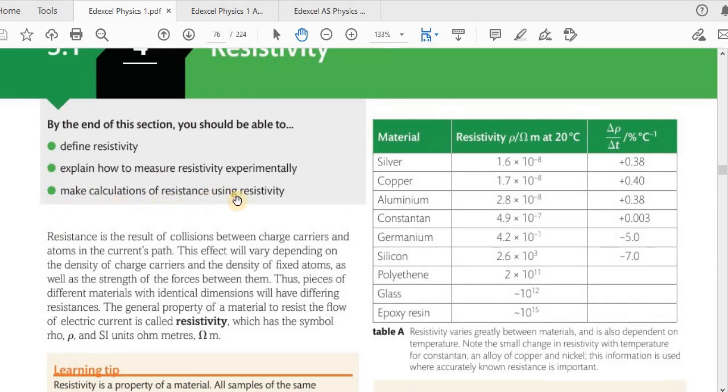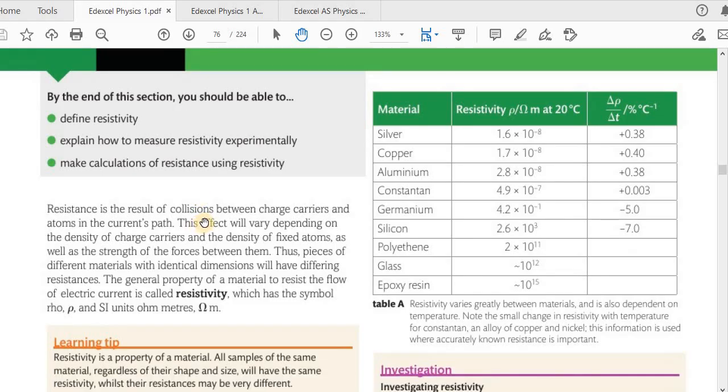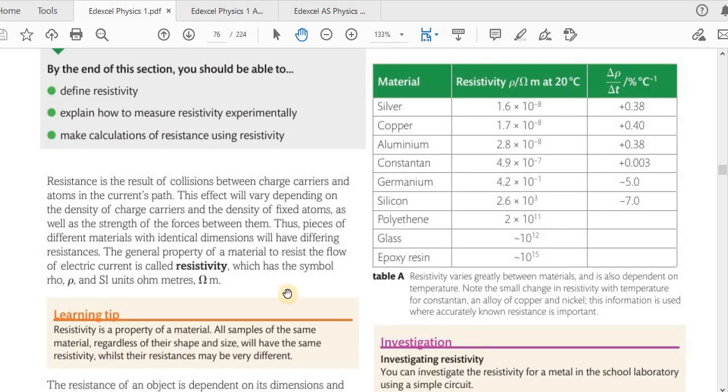Okay, so now make calculations of resistivity using resistance. We went through that. The general property of a material to resist the flow of electric current is called resistivity, which has the symbol rho, the Greek letter rho, and SI units, ohm meters. I showed you how to get the units, and also it's better if you're familiar with the Greek alphabet, because we use a lot of Greek letters in physics. There are 24 letters in the Greek alphabet. The first letter is alpha, second letter beta, third letter gamma, and the last letter is omega.